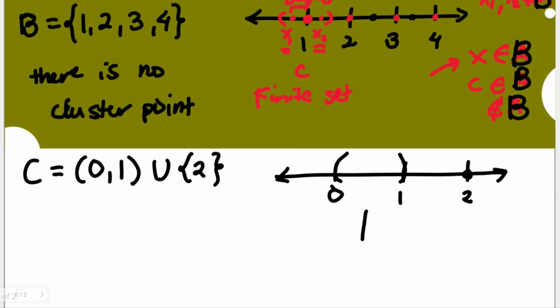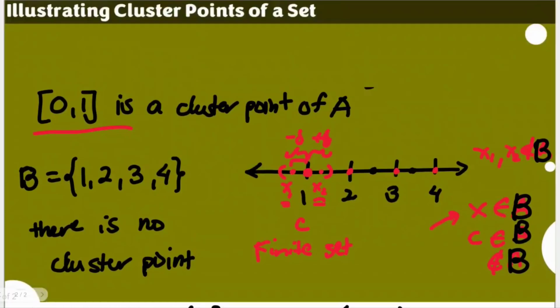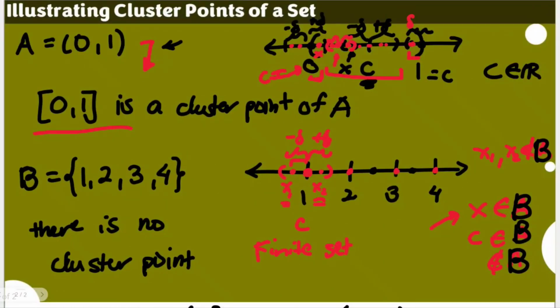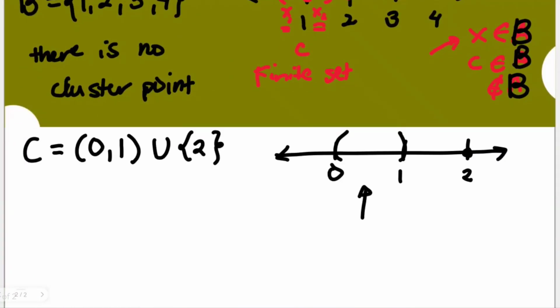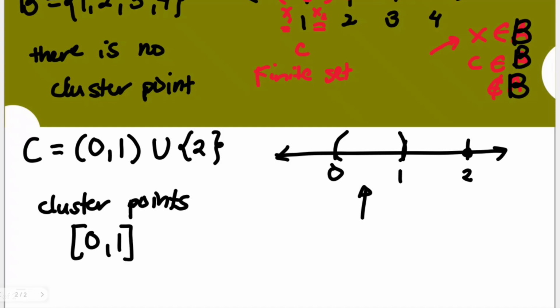So, when you look at this interval, this is similar to the first one here. The first one, that would mean cluster points include the closed interval 0 and 1. Okay, because it would include everything here and the endpoints 0 and 1. The question now here is, is 2 also a cluster point?